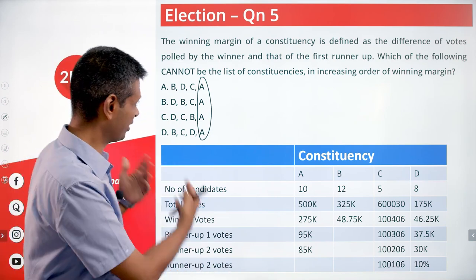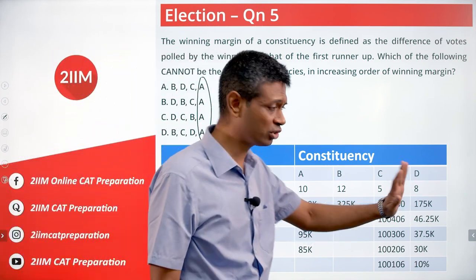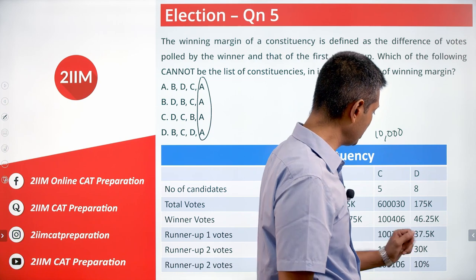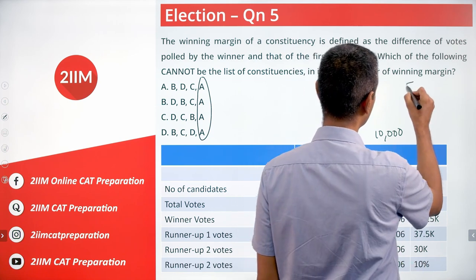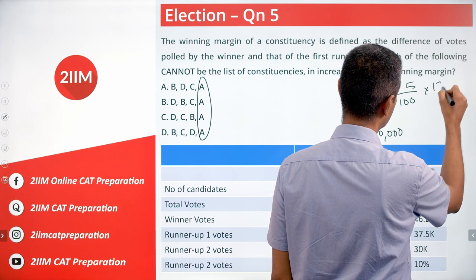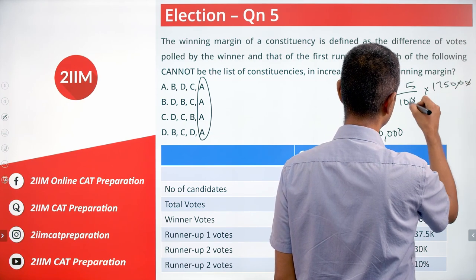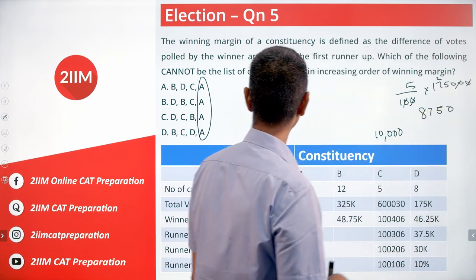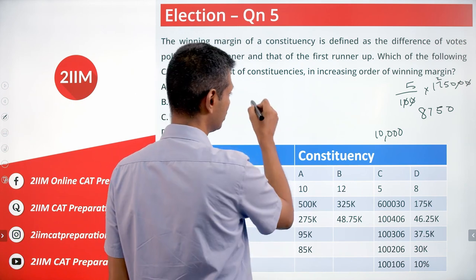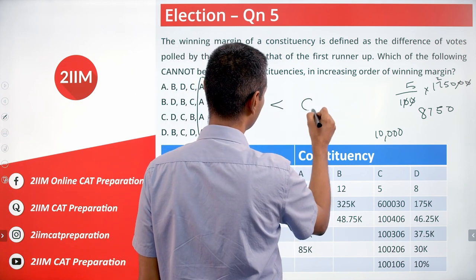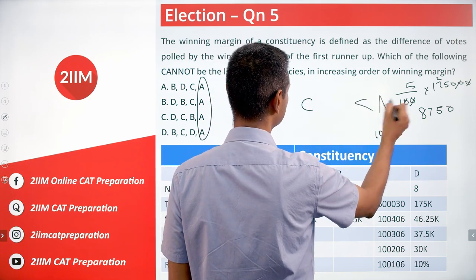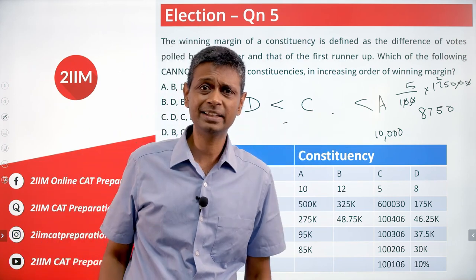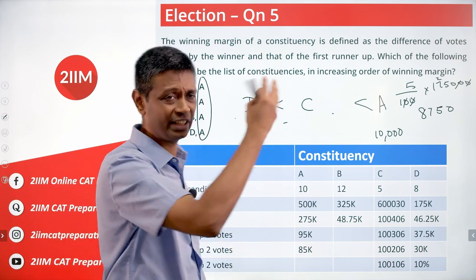Easy inference, therefore, it doesn't help us at all. These two winning margins we can find. For C, the winning margin is 10,000. For D, the winning margin we calculated this, it's 5%, 5 by 100 into 175,000. So we're looking at increasing order of winning margin. That means D is less than C and everything is less than A. And so that much we know. It could be B here, B here, B here, that we don't know. D less than C less than A, we know. Right? And A is greater than everything else.